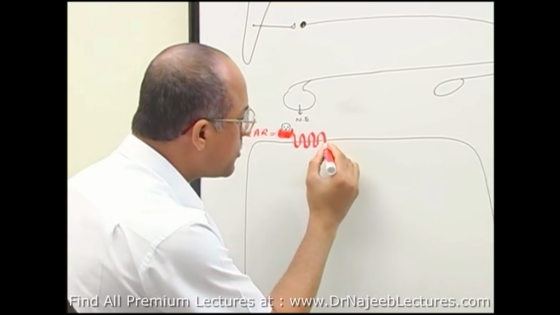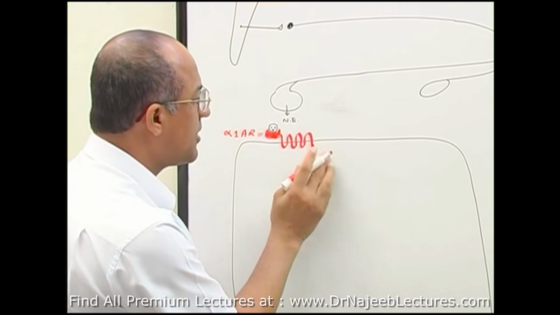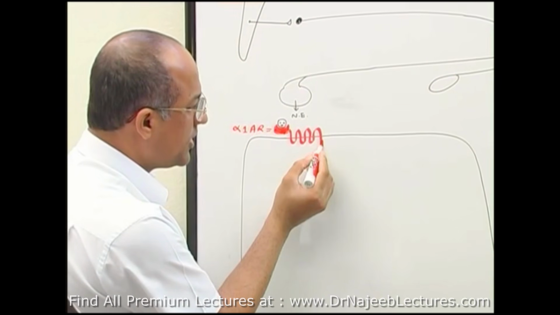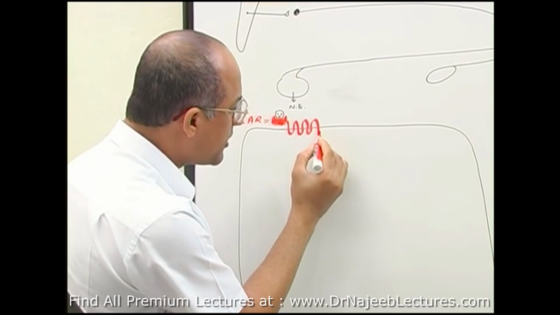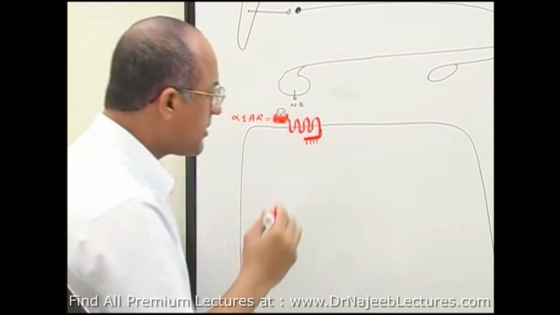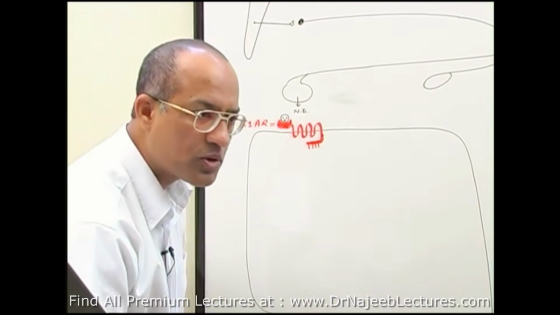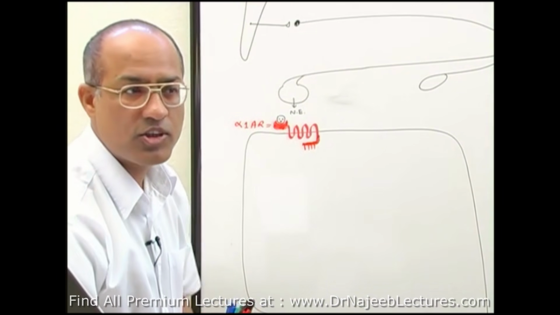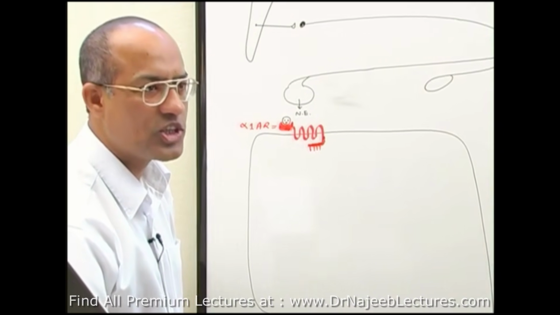Now this effector domain, in case of alpha 1 adrenergic receptor, becomes activated when norepinephrine binds with the receptor, and this activated effector domain will stimulate G protein, right? Now which G protein does it stimulate? GQ. It stimulates the GQ.